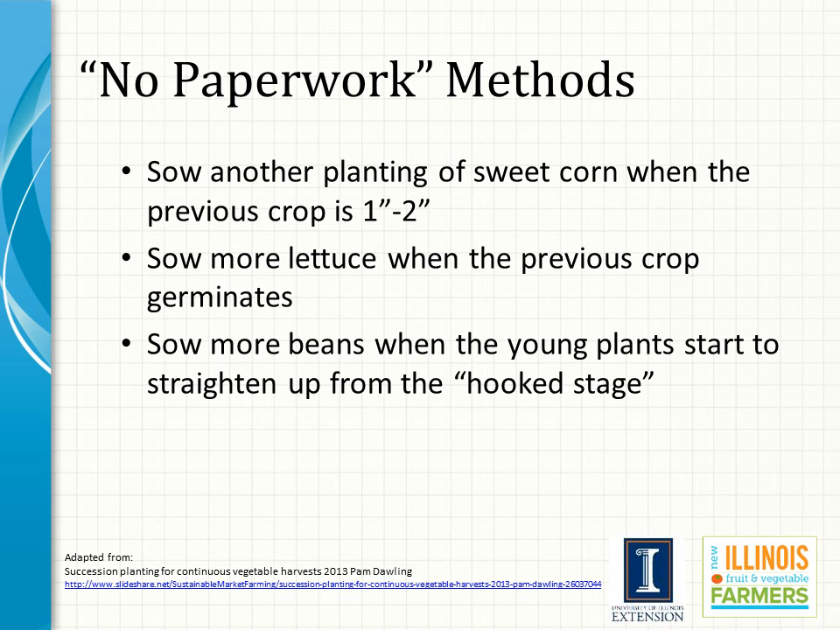The no paperwork method of succession planting involves using personal experience, anecdotal information, and other similar information from vegetable growing resources. Examples of this method include sowing another planting of sweet corn when the previous crop reaches 1 to 2 inches in height. Another example would be seeding more lettuce when the previous crop germinates. Yet another example would be to plant more beans when the first plants start to straighten out from the hook stage after emergence.